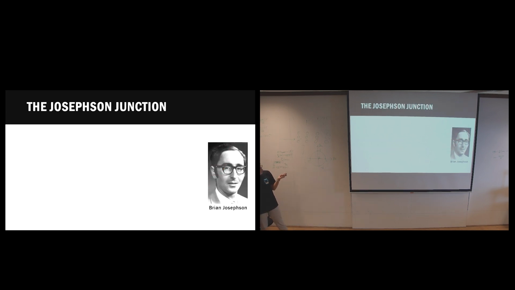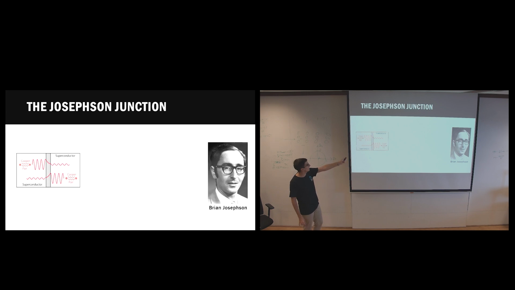Brian Josephson in the 60s came up with the Josephson junction. So imagine we have a superconductor, then we grow a certain oxide barrier in between, and then we place another superconductor. They have some phase, so they can actually tunnel through the junction.